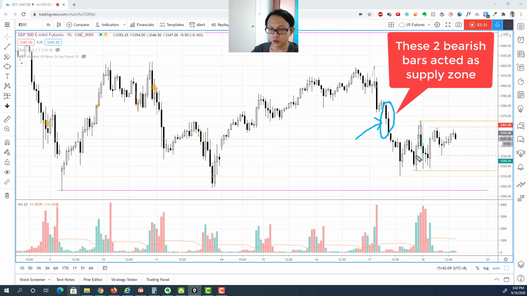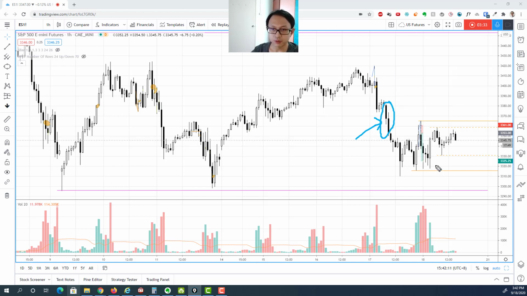If you recall, in my video yesterday I talked about a potential long entry if we saw a bounce up around the support level at around 3300, and also a potential short entry, because what I would like to see yesterday was actually a test of this supply zone, which is represented by these two bearish bars here.